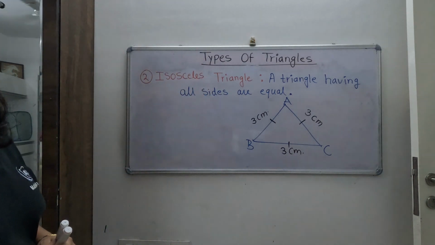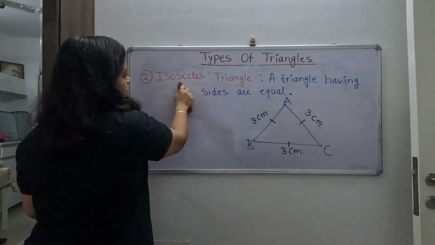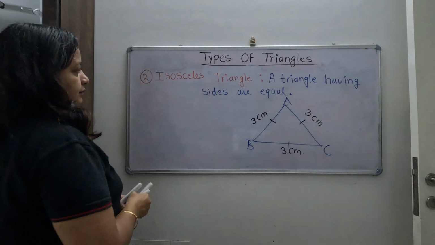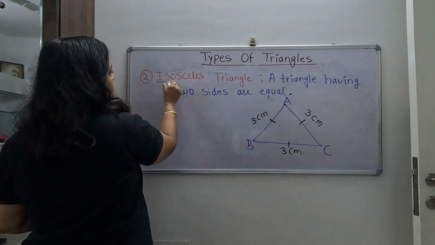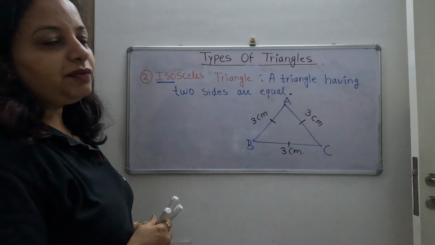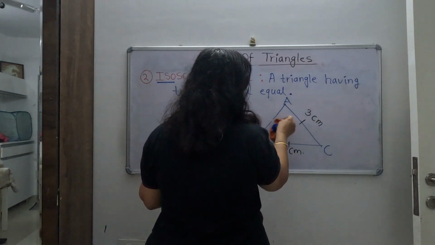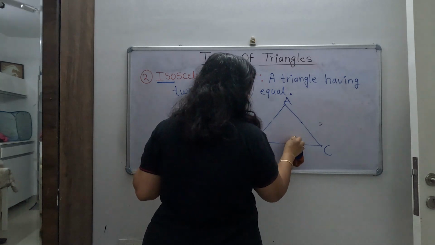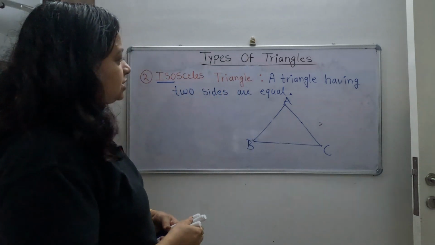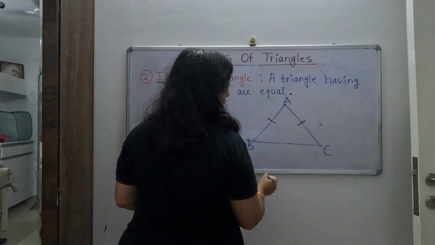An isosceles triangle is a triangle having two sides equal. Having two sides, because iso means two. So we have two sides equal and one different, because in a triangle we have three sides. So in the isosceles triangle, any two sides are equal.